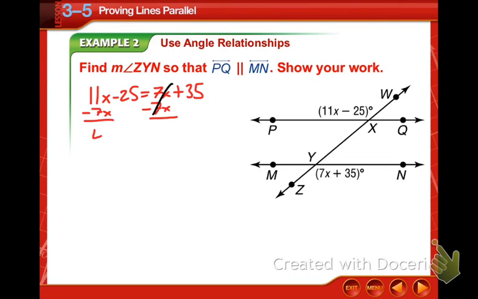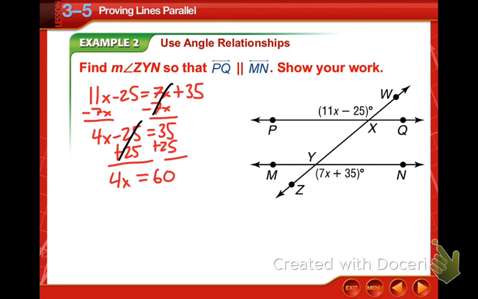gets us 4x minus 25 equal to 35. Then we're going to add 25 to both sides. Cancels it on the left. So we're left with 4x equal to 35 plus 25 gets us 60. Then we divide by 4 for our last step of finding x. X is equal to 15. So we have what x is.